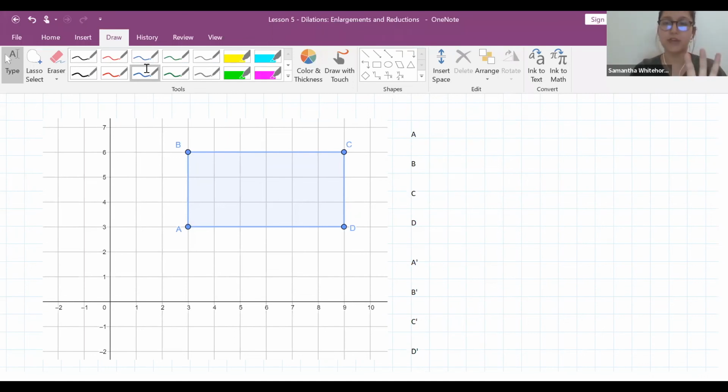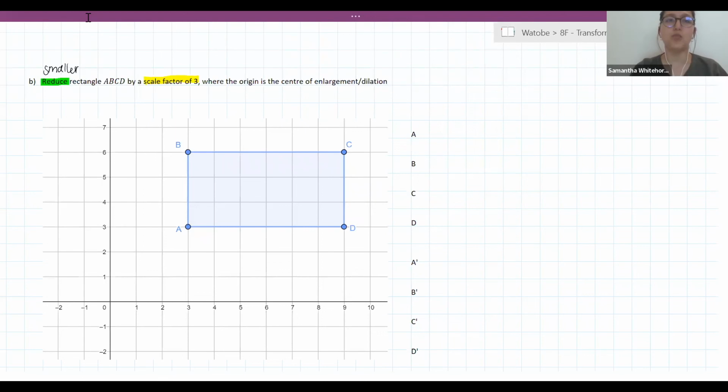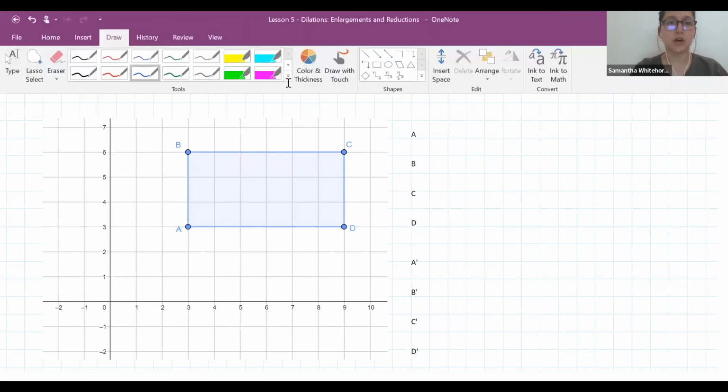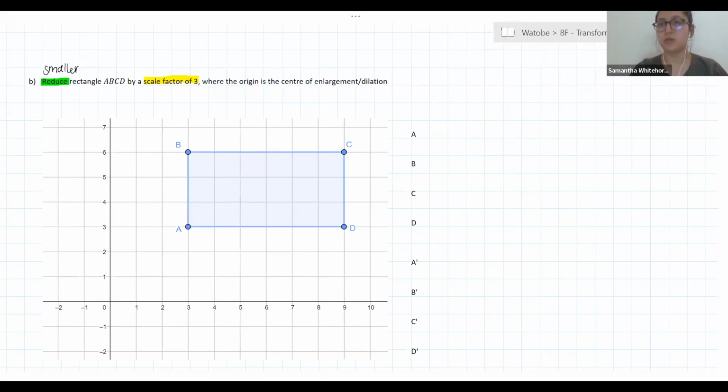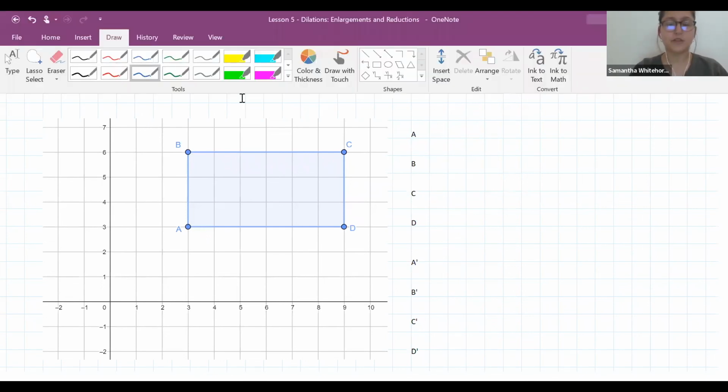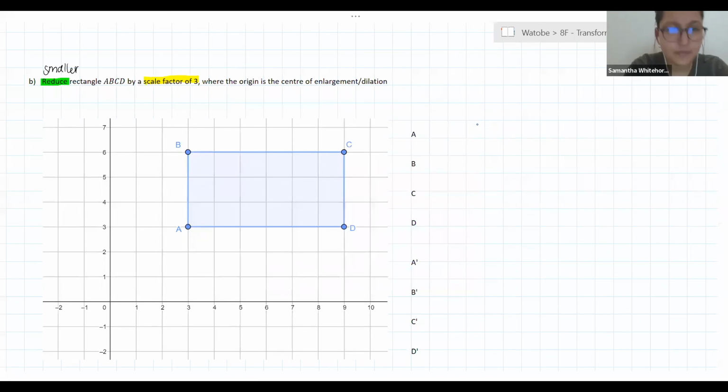So from this blue rectangle, what are my original coordinates? Bontle's on it tonight. Bontle, do you want to tell me A? Yes, ma'am. A is 3, 3. Perfect. So A is at a coordinate 3, 3. Excellent. Thank you.